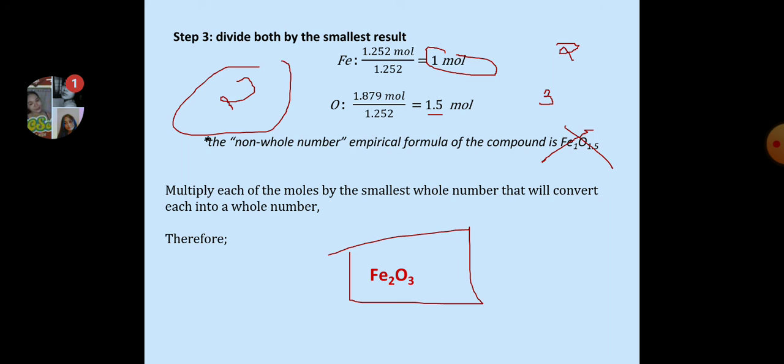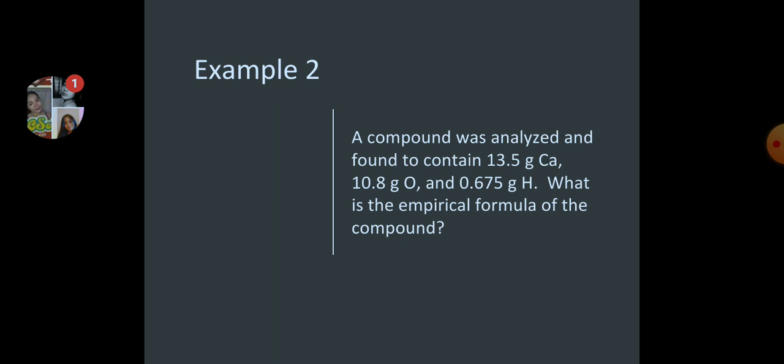Next, example number 2. A compound was analyzed and found to contain 13.5 grams of calcium, 10.8 grams of oxygen, and 0.675 grams of hydrogen. What is the empirical formula of the compound? So, unlike sa una nating example, dito, grams na. So, we will skip step 1 kasi naka-grams na. No need to multiply sa 100 grams.